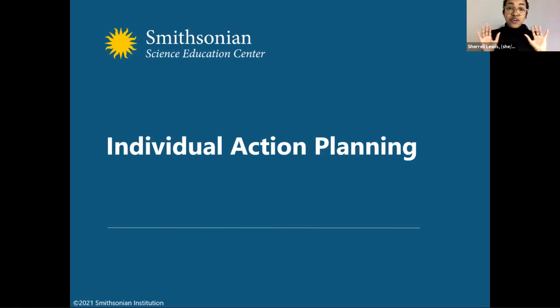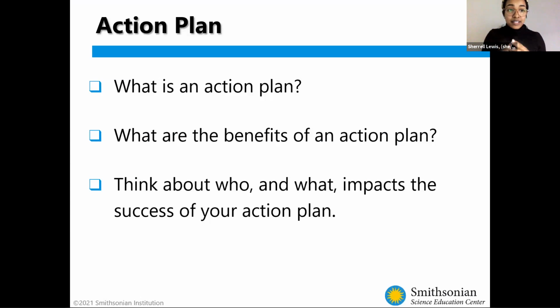So now you've heard a lot about the work that the Smithsonian Science Education Center does, but we want to give you some time to be reflective and think about the ways in which you want to address DEAI in your own work. So in order for us to do that, we're going to ask you to work on an action plan. But what is an action plan? Well, it's a document that is clear and concise and talks about what you want to change and how you plan to change it. To me, it's a roadmap for success.